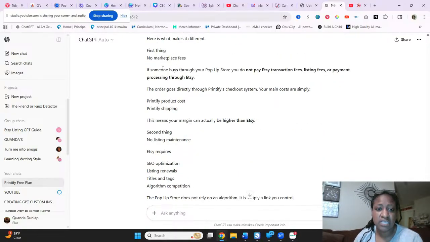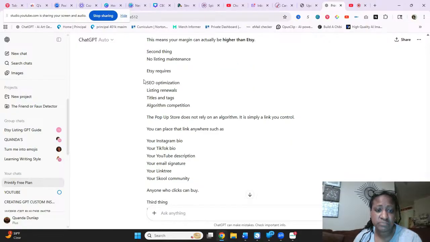First thing, no marketplace fees. If someone buys through your pop-up store, you do not pay Etsy transaction fees, listing fees, or payment processing through Etsy. The order goes directly through Printify's checkout system. That means the margins can actually be higher. Second thing, no listing maintenance. The pop-up store does not rely on an algorithm. It is simply a link you control. You can place that link anywhere, such as Instagram, TikTok, YouTube.